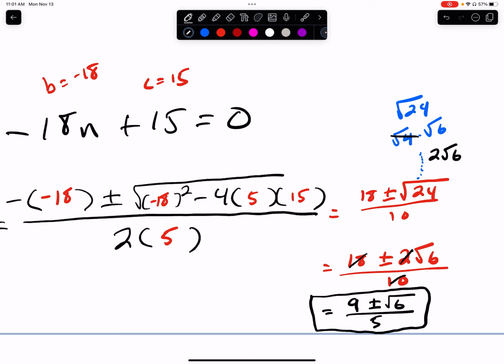solutions. Okay? All right, the quadratic formula. Hope this helps. Good luck.